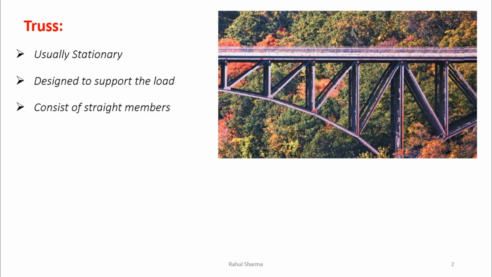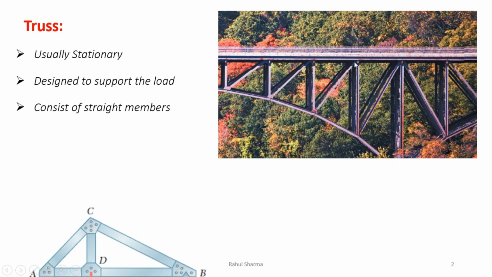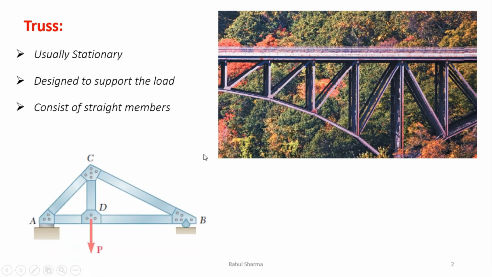Then these consist of straight members. All these channels, all these straight parts, are known as members and they are joined at the joints like this. Now this is the free body diagram of the same truss system. It has AC, CD, AD, DB, BC. These are the members, and these points A, B, C, D are known as joints.